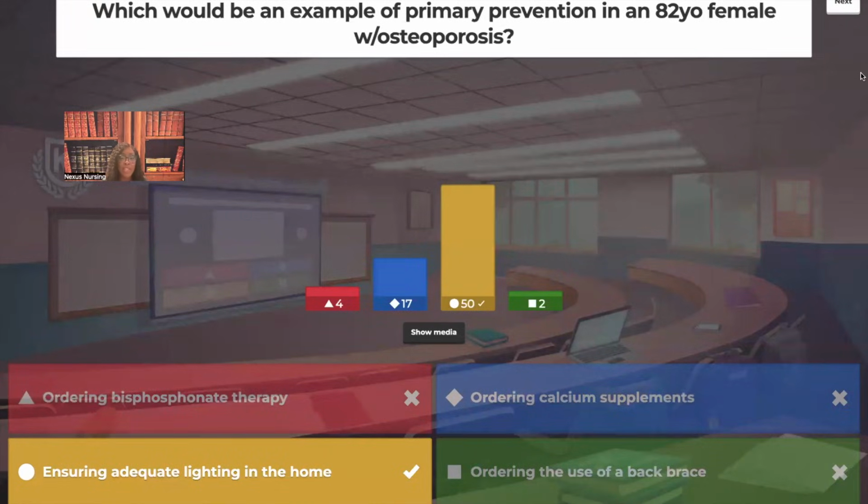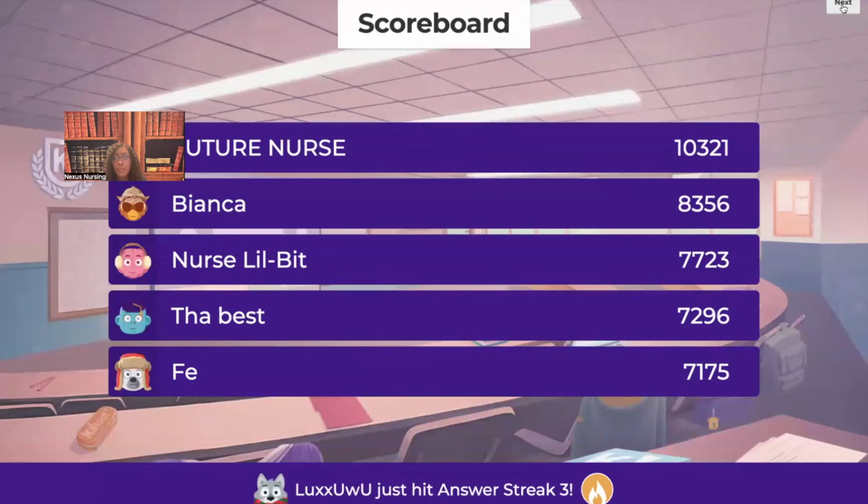Ordering bisphosphonate therapy, that would be a treatment for the disease that they already have, which is osteoporosis. That would be what? Tertiary. Ordering calcium supplements, that's for the patient that already has osteoporosis. We just don't want it to get worse. Tertiary. Ordering a back brace for the patient that already has porous bones. We just don't want it to get worse. We want to help them. That would be what? Tertiary. So the only one here that's primary would be adequate lighting. We want to prevent a fall.